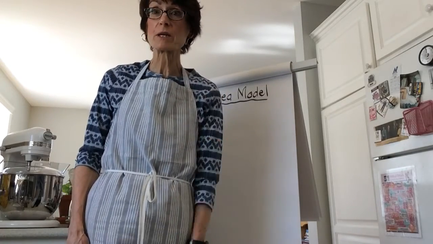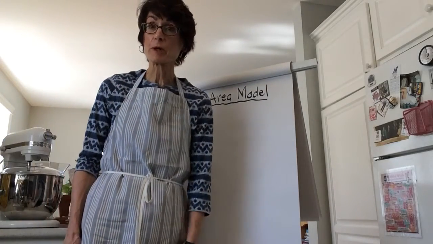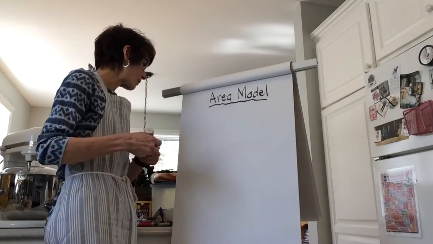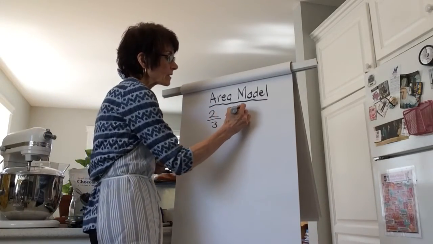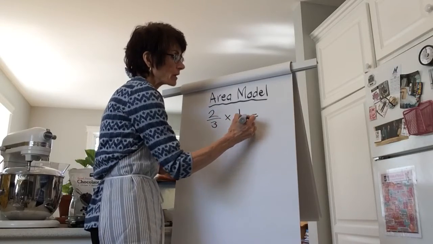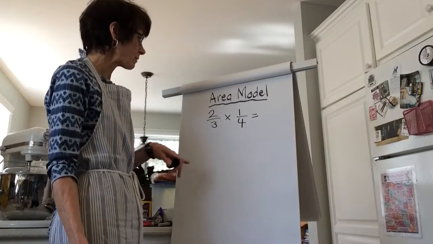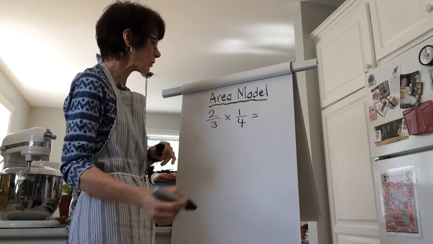And you can also use the area model with your word problems. It'll be very helpful. So I'm going to model one for you and then we'll do one together. So the area model, let's start off with 2/3 multiplied by 1/4. And what is the product of that? When we use the area model, we use a rectangle, don't we? And we often say when we're talking about multiplication, 2/3 of 1/4.